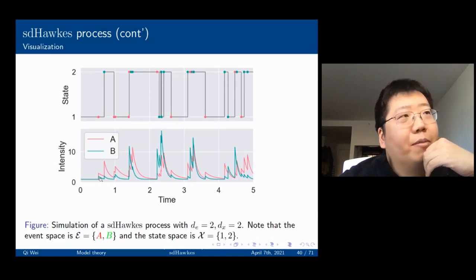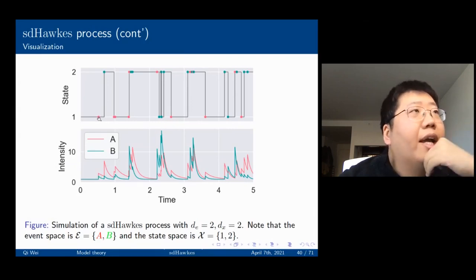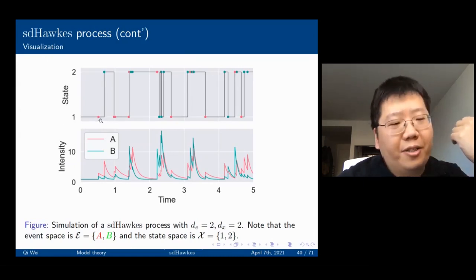have a jump at both. But notice that the jump of A is higher than the jump of B, right? Because this is the asking order. And the state is 1. The state is equal to 1.